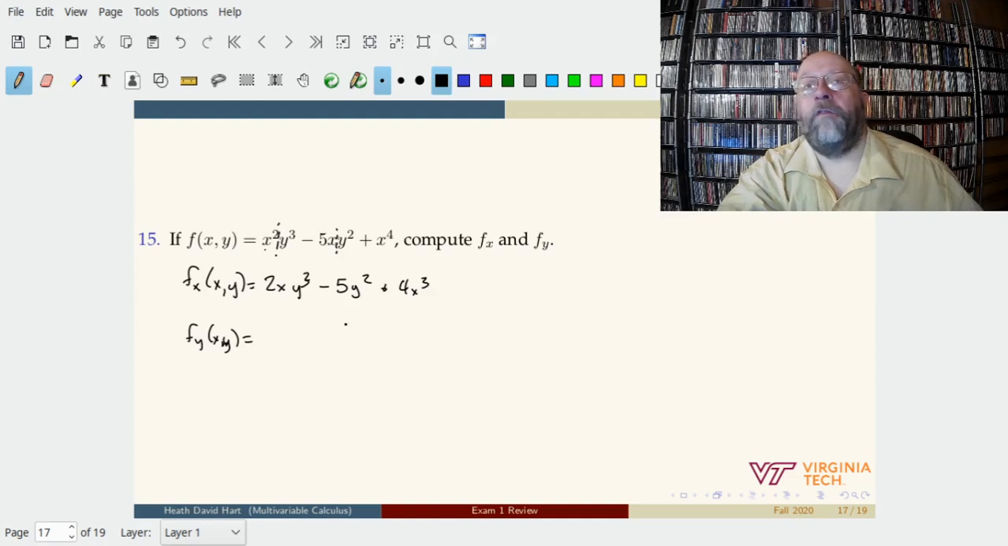All right, now the derivative with respect to y. This time the 3 is going to come down. We're going to get 3x squared y squared. Then the 2 is going to come down. This is going to be negative 10xy. And there is no y term in this. There is no y in this term, so the derivative is 0.